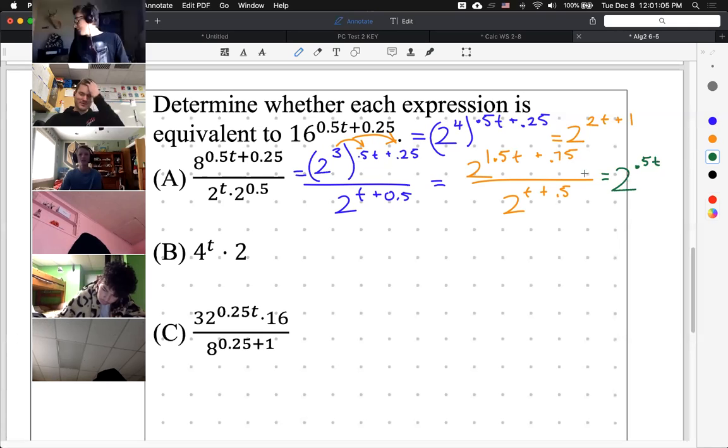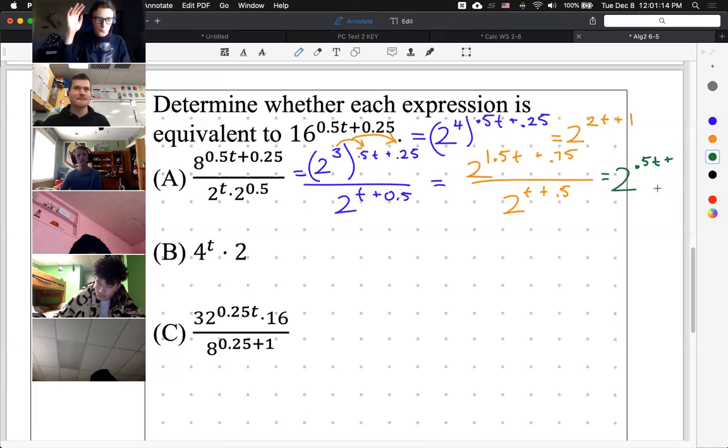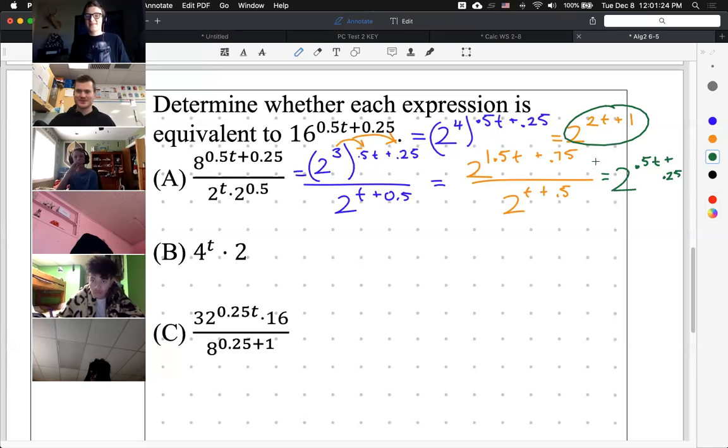0.75 minus 0.5, Charles, is? If I have 75 cents, 0.25. Yeah, I have a quarter left. 0.25. And hey, look at that. It does not match. We're trying to get 2 to the power of 2t plus 1. That's not even close. So come back here. Nope, not A. Let's try another one.